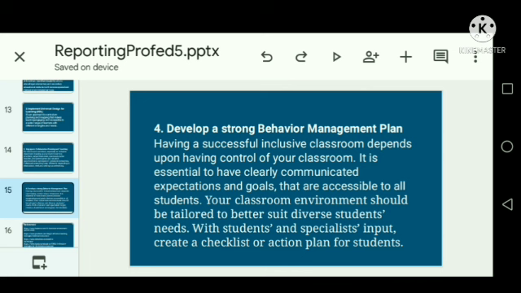It is essential to have clearly communicated expectations and goals. So this is our objectives, no? Our objectives sa teachers towards their students. They are accessible to all students. Your classroom environment should be tailored to better suit diverse students' needs. Okay, with students and specialist input, create a checklist or action plan for students.